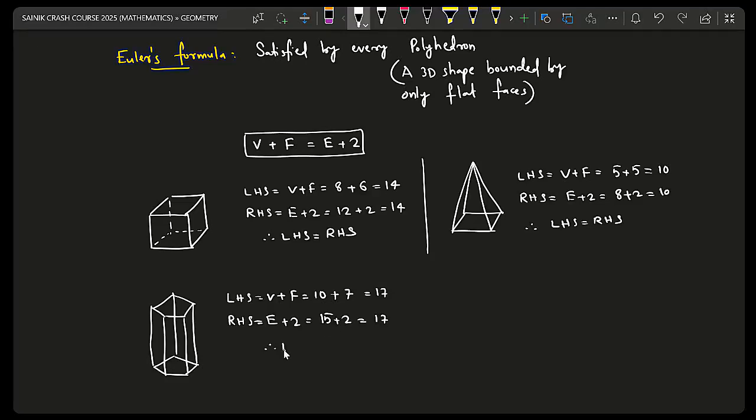Yes. Again, sir, we got LHS equal to RHS. That means Euler's formula is working for every polyhedron? Yes, sir. You should remember that.